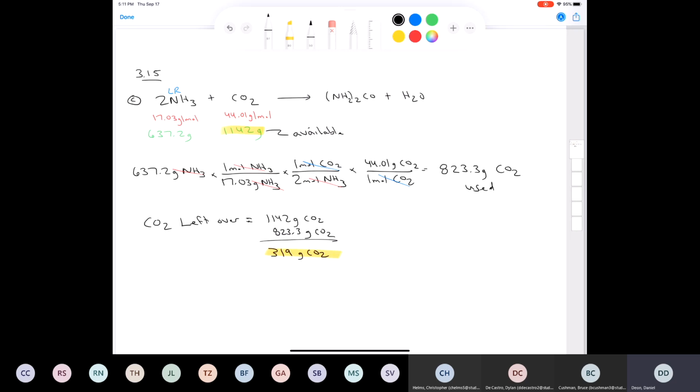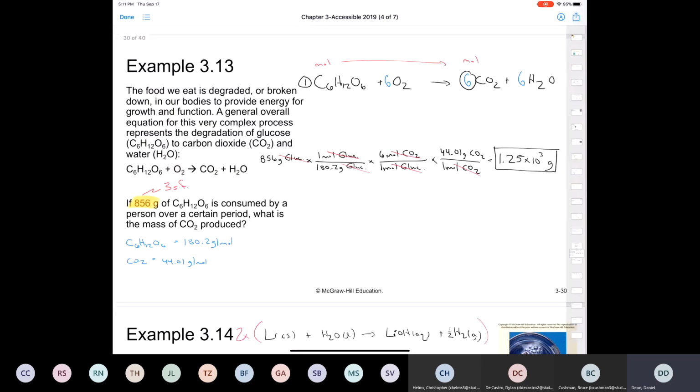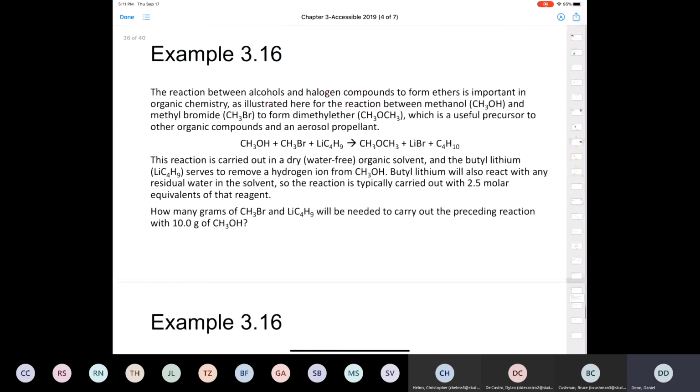All right, so we get that one down. Let's move on and try another one. Let's try this one here. Example 3.16. So let me go back to my slides over here. I have to find it. So 3.16 is right here.